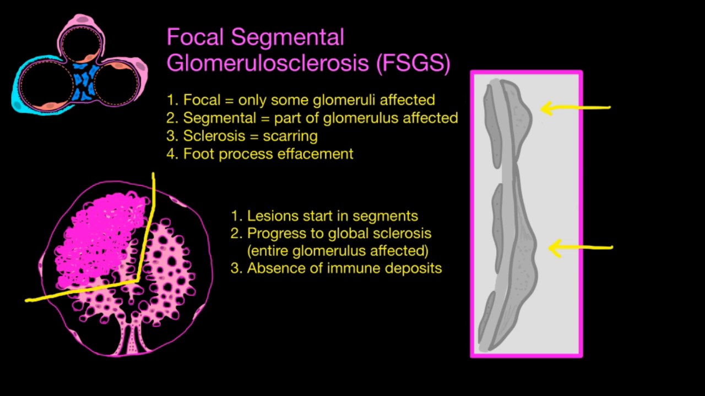Likewise, if caught early enough, the lesions start in segments, but can eventually result in global sclerosis. So global would mean the entire glomerulus is now scarred down, and this entire thing would just look like a big pink blob. Also, there's typically absence of immune deposits. So as far as we know, this is not mediated by immune complex deposition, for instance.